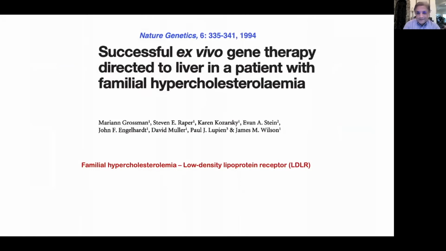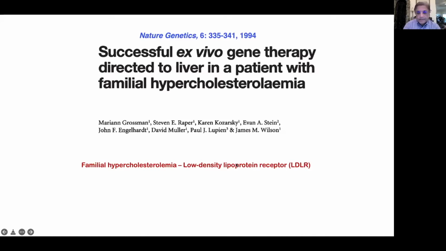Okay, so she's obviously thriving thanks to gene therapy. The next successful gene therapy trial was done by Jim Wilson at the University of Pennsylvania. This was a disease called familial hypercholesterolemia, where these patients have very high levels of cholesterol circulating in the blood because they have this receptor that is missing.